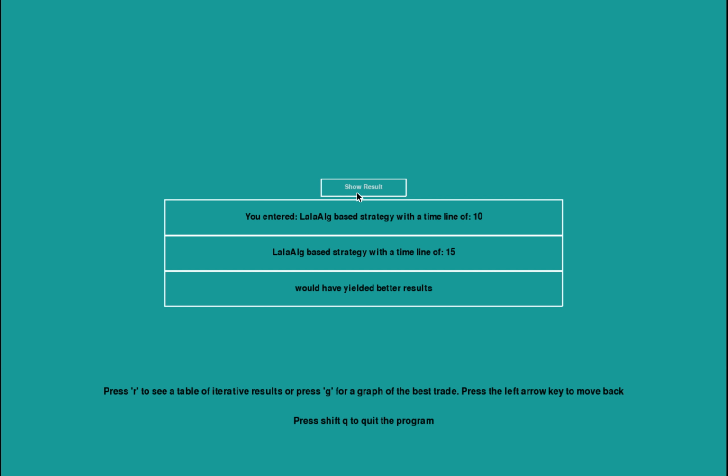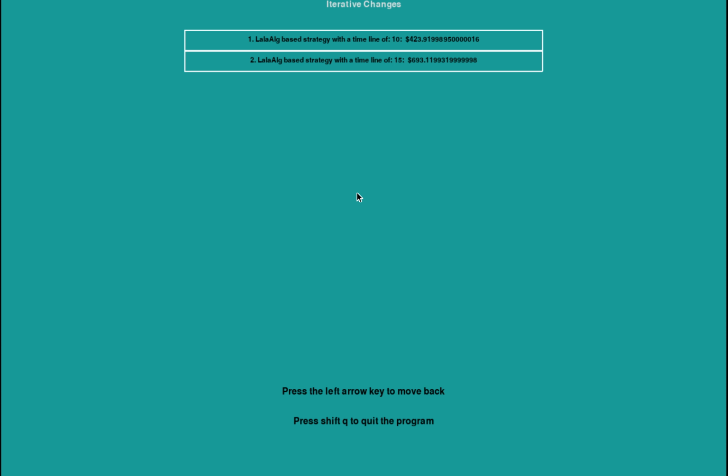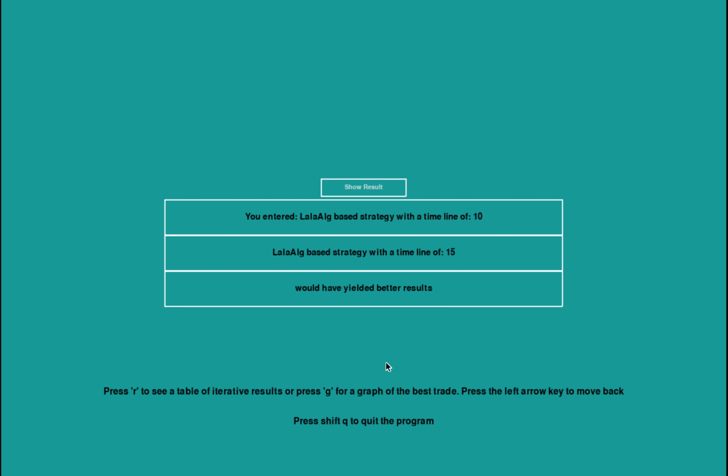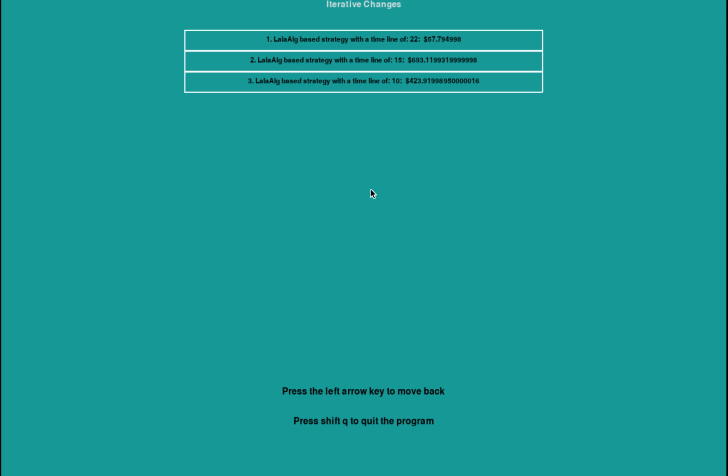So as you can see, it refreshed again. Now it's saying that I entered in a Lala algorithm-based strategy with a timeline of 10 days. And it's telling me that 15 would have been a better timeline. And I can click R to see. It's generated my results and the better results. And if I want to see some more data, I can change the timeline. So 22 seemed to be the timeline that yielded the most amount of return for the other 2 strategies. So let's see what that does for me here. It actually only yielded $57 in return.